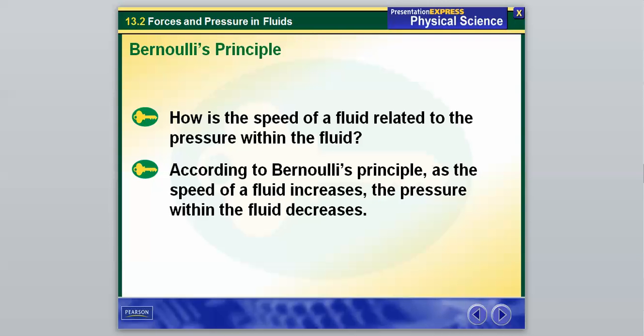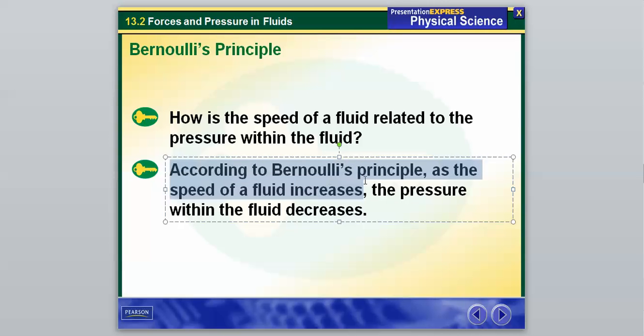Our next principle we're going to look at is from a guy by the last name of Bernoulli. His has to do with air pressure, and actually another good real-life example with flight we're going to see in a little bit. So, how is the speed of a fluid related to pressure within the fluid? That's our big question. According to Bernoulli's principle, as the speed of the fluid increases, the pressure within the fluid decreases.